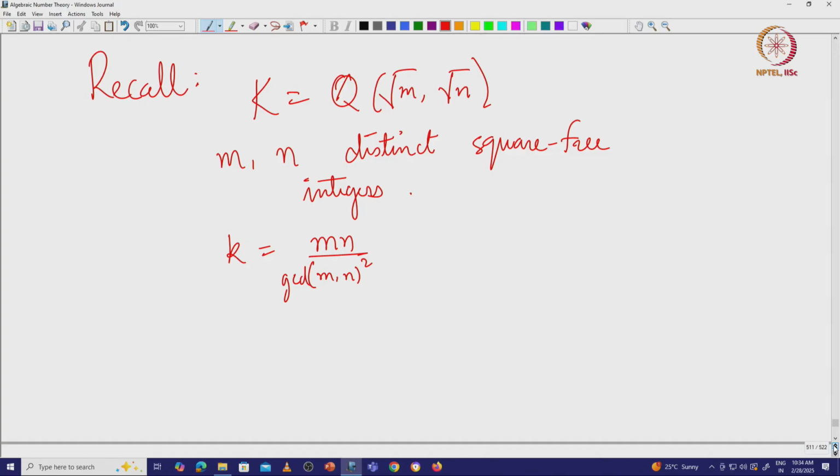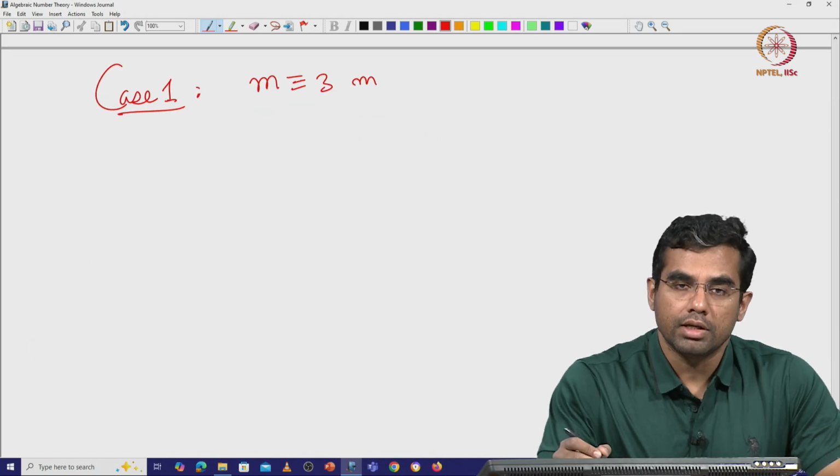So it's good to describe this in a diagram like this. You have Q and then you have K here, and there are three proper intermediate extensions. So you have Q(√n) here, Q(√m) here, and the third field is of course this k that we defined in terms of m and n. And so we looked at various cases for computing rings of integers.